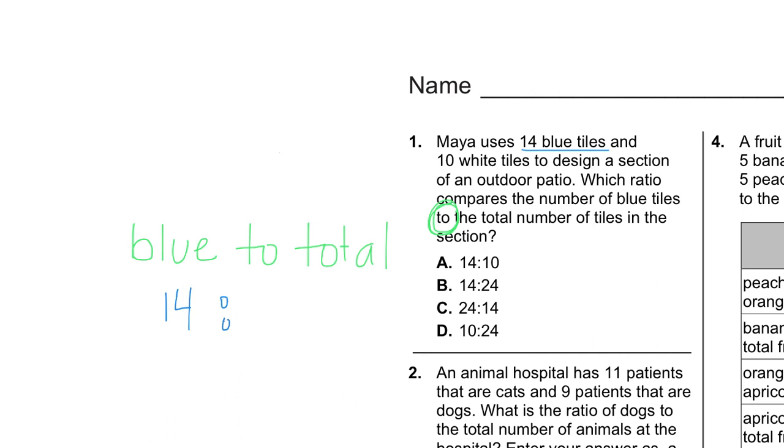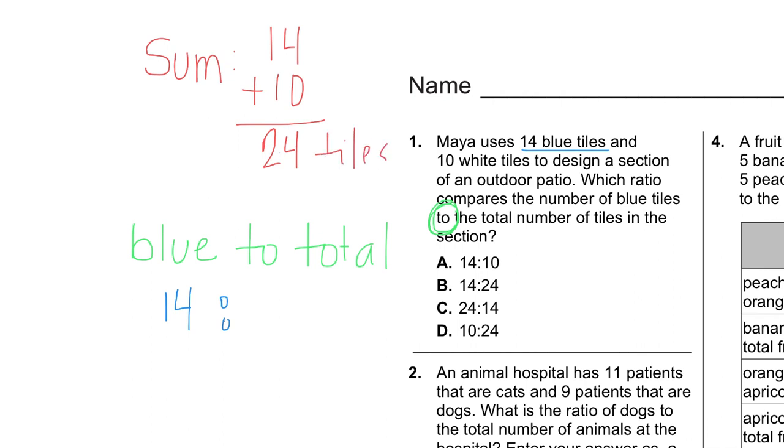And the total is actually the sum. The total is not given to you. You have to find out the total. So I'm going to get 14 plus 10 to give me 24 tiles. That means 24 belongs to our total. Check to see which option, multiple choice, gives you this response.